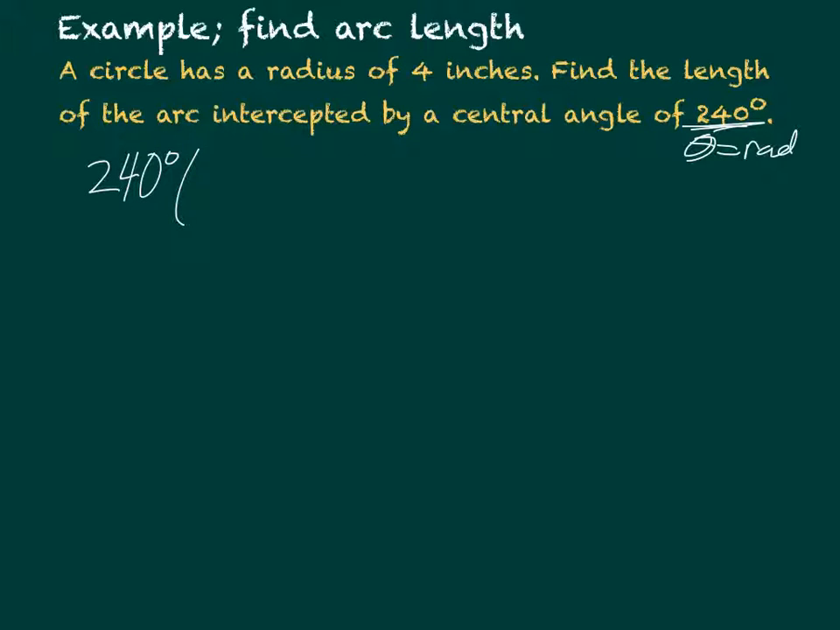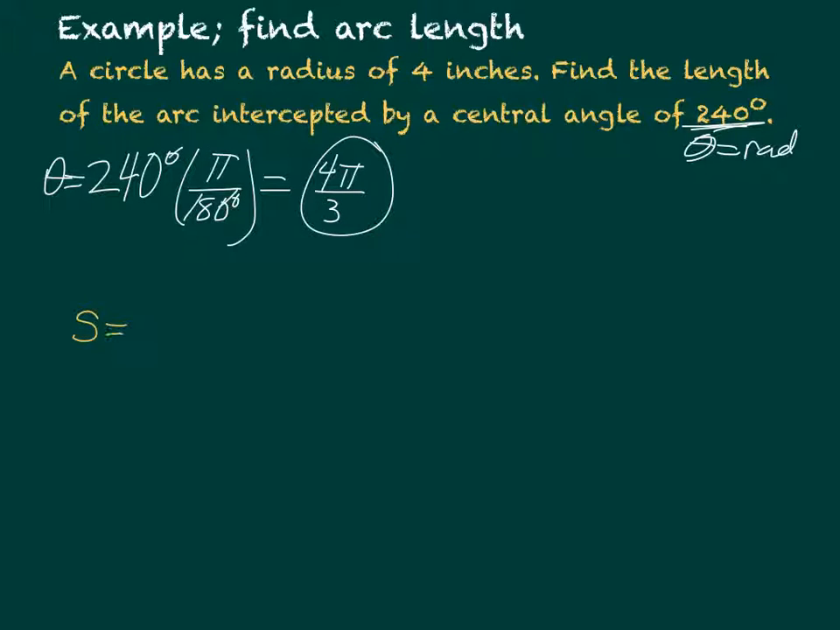I'm going to multiply by pi over 180 degrees, cancel out the degrees, and simplify. Theta is equal to 4 pi over 3. So now that's my angle measure. Now I put that in. We're looking for arc length, so s equals r times theta, which equals 4 times 4 pi over 3. 4 times 4 is 16 pi over 3. So my arc length is 16 pi over 3 inches.